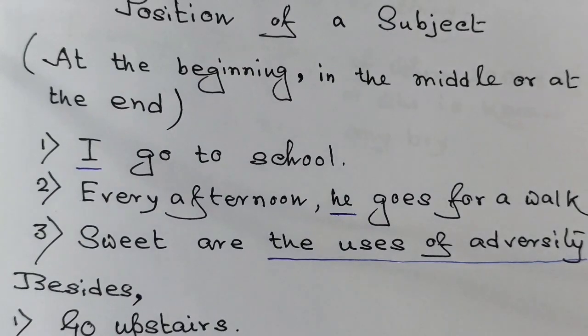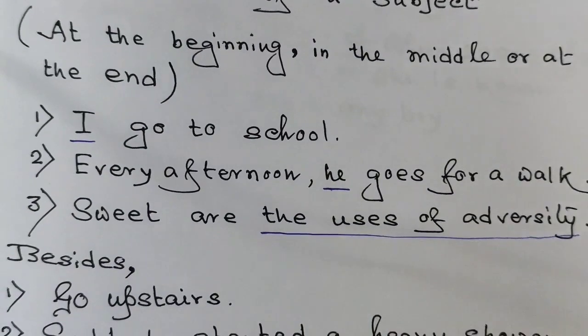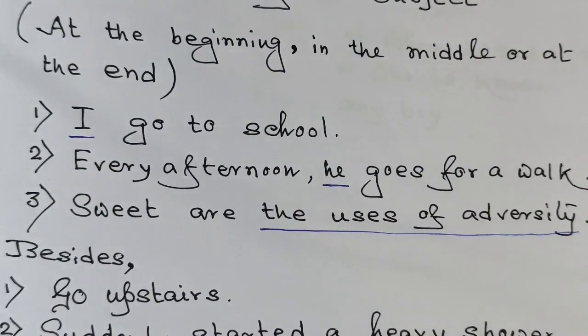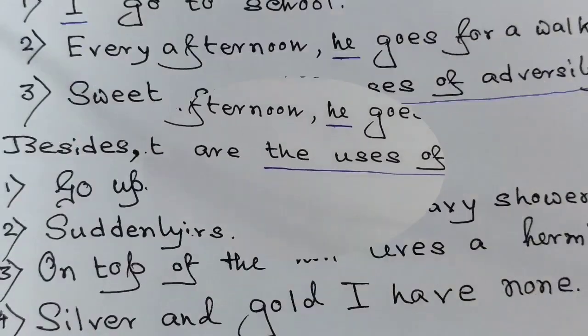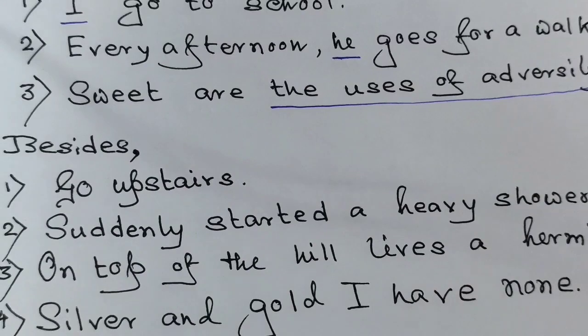Look at the third one. Sweet are the uses of adversity. This is a famous line by Shakespeare. Here the subject is the uses of adversity. And I have already told you how to find out a subject from a sentence. You have to put who or what before the main verb. That's the trick.